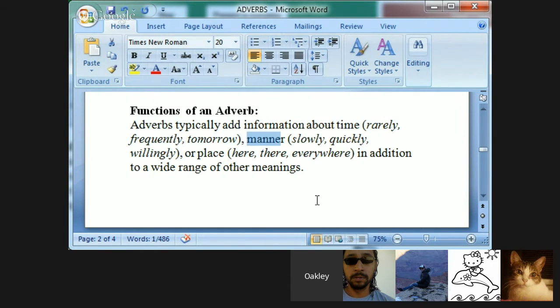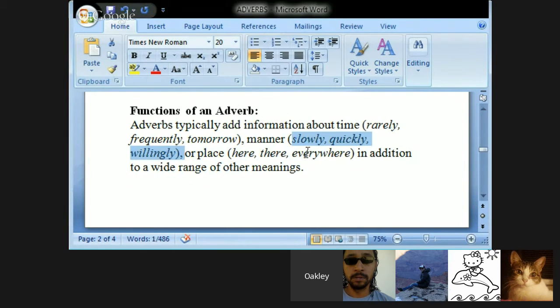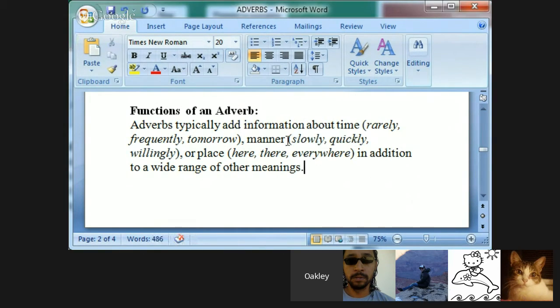It can talk about manner. Slowly, quickly, willingly. How you do something. Manner is going to obviously act on verbs. The way in which you do something, do being an action, being a verb. Obviously, manner is going to usually modify a verb. Or place: here, there, everywhere, anywhere, and more. Those are just some functions.